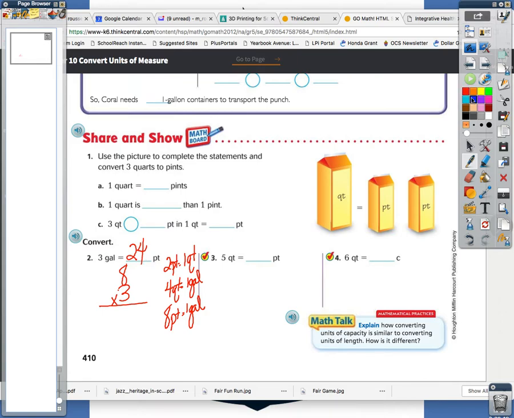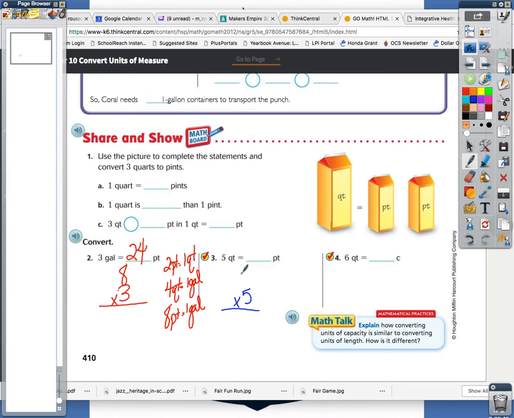In the next problem, we're converting quarts to pints. Well, quarts are larger than pints, so we're converting a larger unit to a smaller unit. So again, that means we're going to multiply. We multiply 5 because that's the number of quarts we're being asked to convert. And we're going to multiply it times the number of pints in a quart.